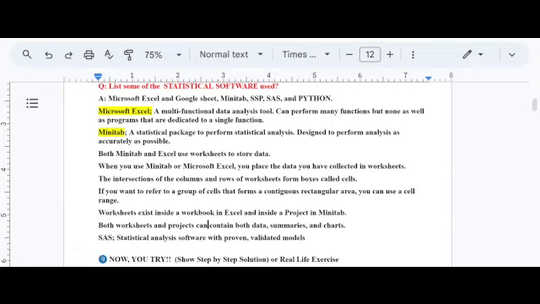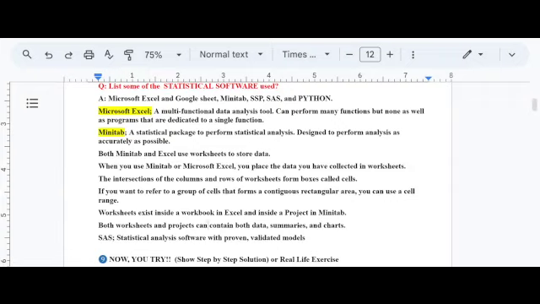It's a multifunctional data analysis tool, can perform many functions, but none as well as programs that are dedicated to a single function. The second program is Minitab, a statistical package to perform statistical analysis, designed to perform analysis as accurately as possible, but it has limitations. Both Minitab and Excel use worksheets to store data.